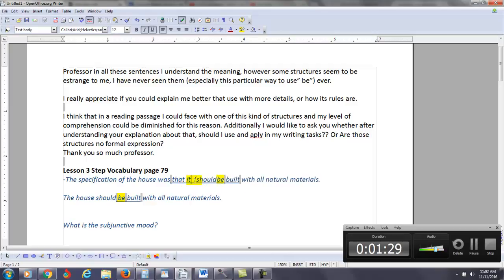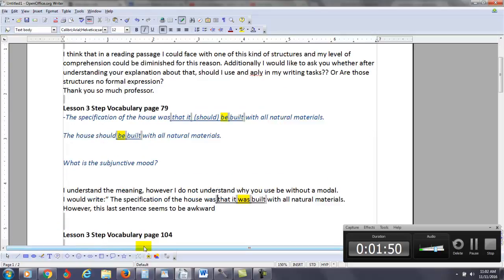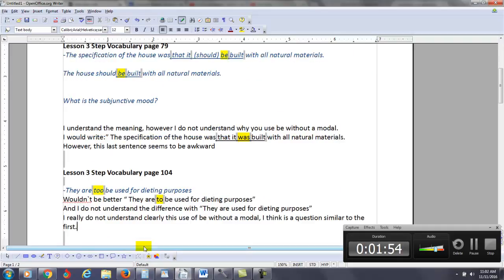Right? Now you probably know that after modals you use the base form of the verb, right? So you can almost put the words, was that it should be built with all natural resources, and it has the same meaning. Right? Now when and where or how we use the subjunctive mood, go to Google and type in these key words. What is the subjunctive mood? Okay, let's go to this one.